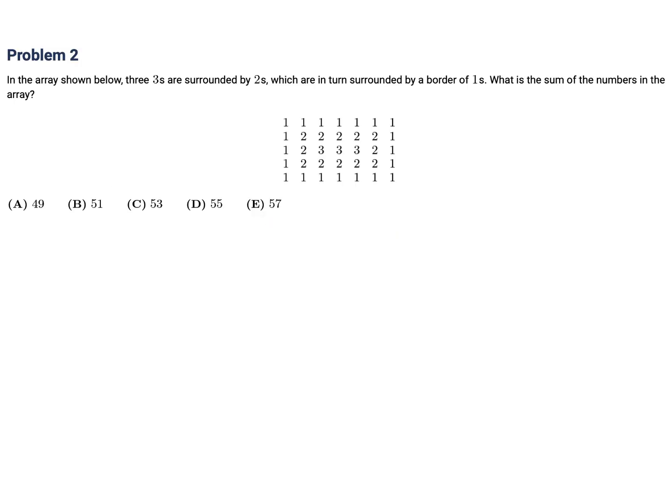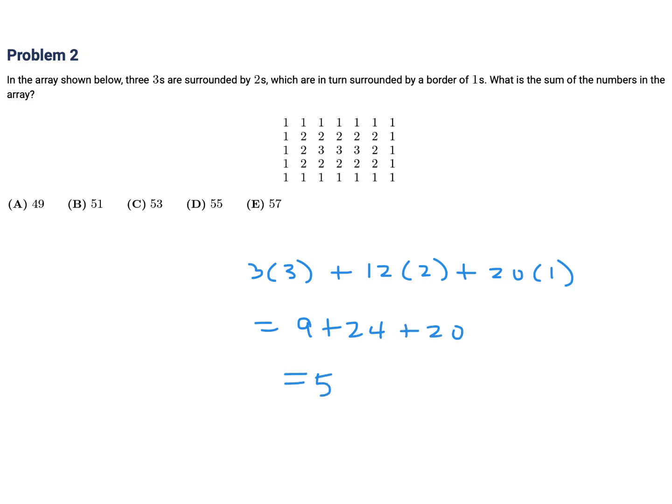In the array shown below, there are three threes surrounded by twos, which in turn are surrounded by a border of ones. What is the sum of the numbers in the array? Okay, so we have 3 threes, as the question said. Then we have 12 twos when you count them, and then we have a whole bunch of ones, 20 of them. And then when you add this up, it's 9 plus 24 plus 20, which is 53. And therefore, that would be C.